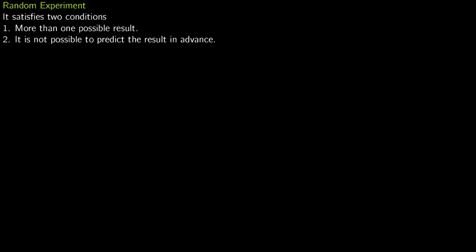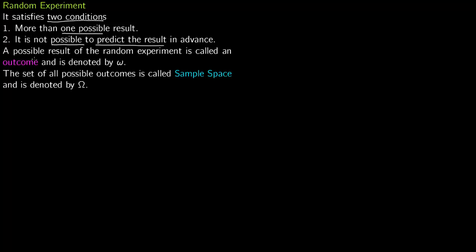So basically a random experiment will satisfy two conditions. Number one, there is more than one possible result, and number two, it is not possible to predict the result in advance. Now a possible result of the random experiment is called an outcome, and it is denoted by this small Greek letter omega. Now you can also talk about the set of all possible outcomes. The set of all possible outcomes is called the sample space, and it is denoted by this capital Greek letter omega. So let us do some examples.